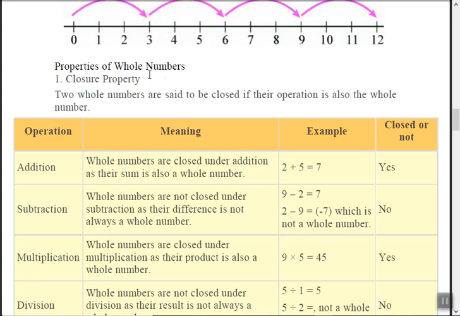Properties of whole numbers. Now the closure property. See here, we have studied these properties earlier also for integers in 2 chapters separately.